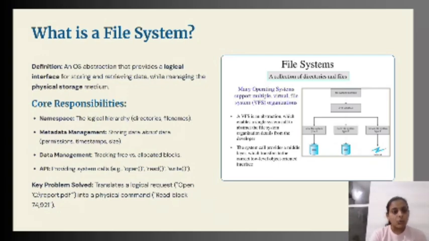The core responsibilities of a file system are: first, the namespace. This means it helps organize files in a tree-like structure with folders and subfolders. Next, metadata management. The system stores information about every file: who created it, when it was last changed, its size, permissions, and where it's stored on the disk.